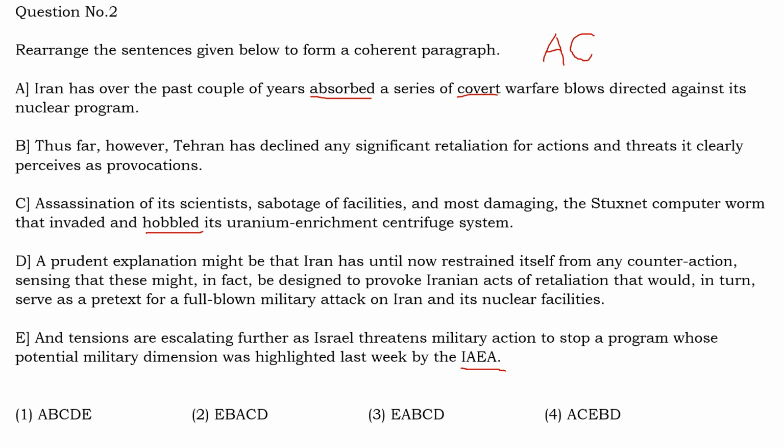Then what will be the next one? See here, tensions are escalating further. So already there are tensions. Iran's nuclear program is being attacked openly through various methods which are given in statement C. Then we talk about the escalating, which means increasing. So tensions are increasing further because Israel is threatening military action to stop a program whose potential military dimension was highlighted by this organization. So Israel is also threatening to attack Iran, because of which tensions are escalating further. So the word further is the clue that tells you that this should come after C.